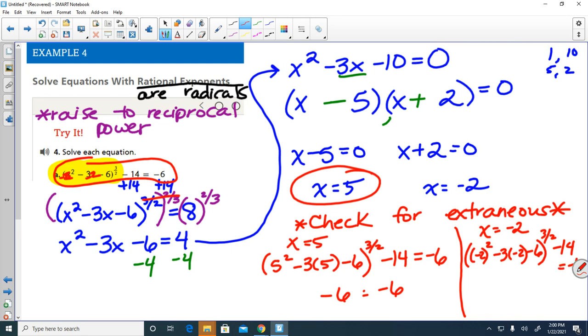So grab my calculator again. Does that equal negative 6? Okay, so let's see. 4 plus 12 minus 6 to the 3/2 minus 14. And it does. We get negative 6 equals negative 6. So x equals negative 2 is also an answer. So I have two solutions. There's no extraneous ones on this one.